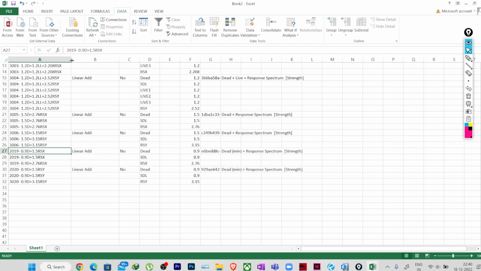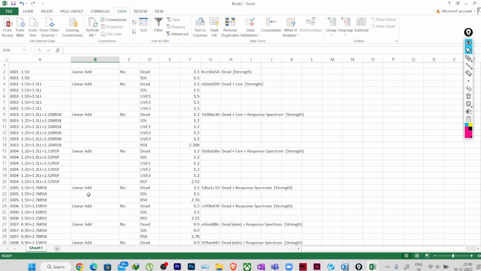Now here it will be 3007, and what is the load factor? It is 2.76, right? So 2.76, enter. So 3007, copy for these two, Control V. Now 3008, last, 3008, and the load factor is 3.15, enter, Control C and Control V. Okay, so we have created the 3000 series load combinations.